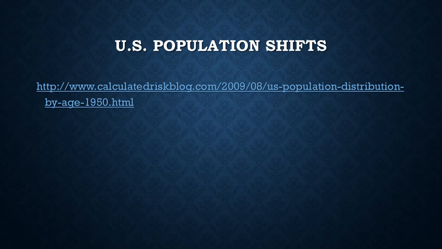If you take a look at this particular URL, it has an over-time look at the shifting U.S. population, indicating, of course, that on the average, the U.S. population is getting older. You can also see those baby boomers, that large group of people born right after World War II, as they move their way through the U.S. population, and now they are becoming retirees.